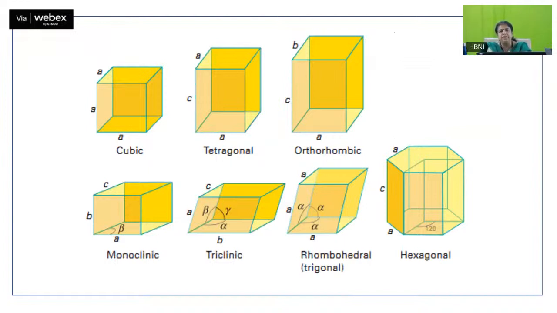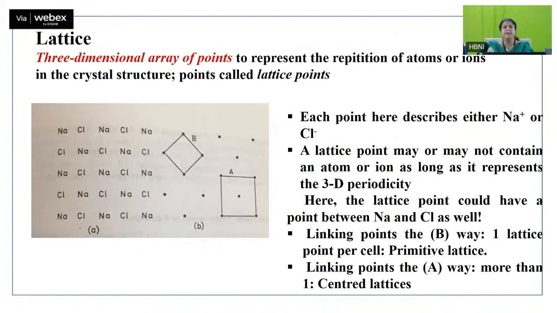Very, very easy visualization. Take your cube, the dice with which you play Ludo, hold it along the body diagonal and elongate it, stretch it. You will get the rhombohedral unit cell. All right. Moving on to the next slide.